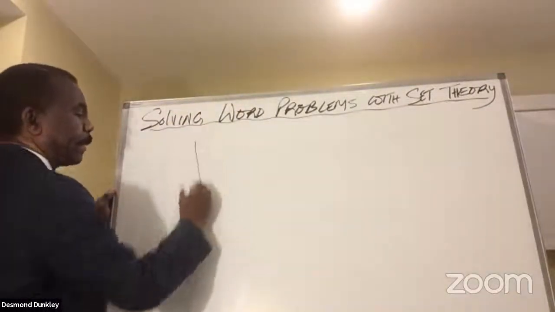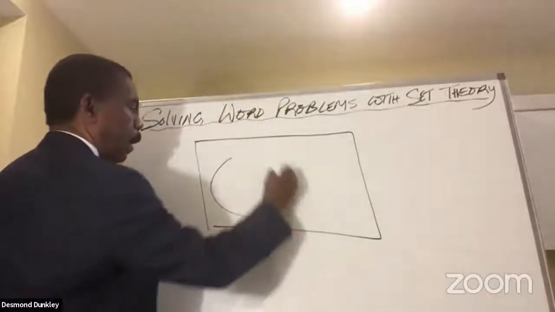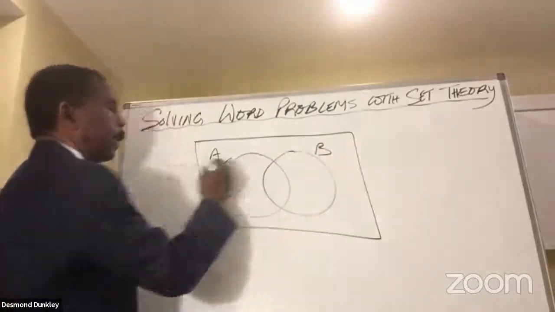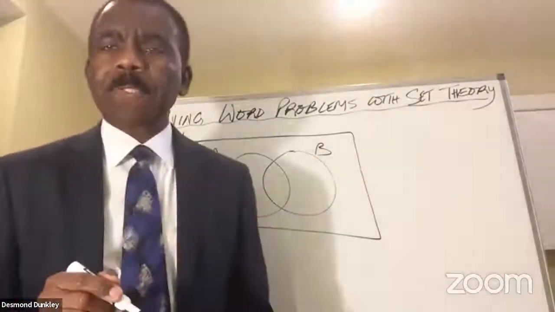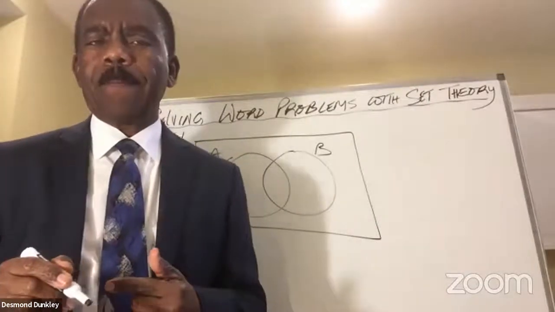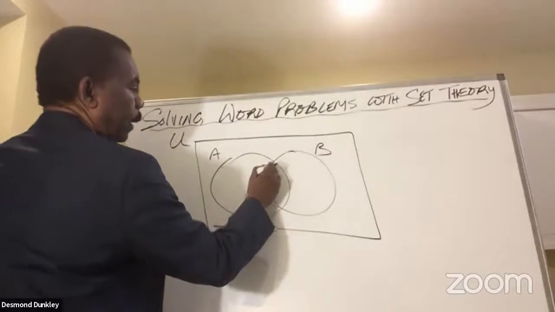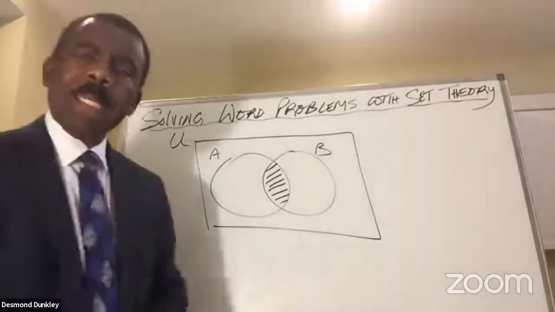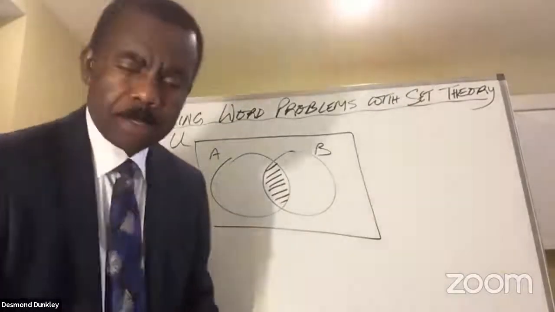If we had, say, two sets, A and B, and this is our universal set, and I ask you, what is the intersection of sets A and B? It would be this area. So if there's anything common to A and B, it will be found in that area.